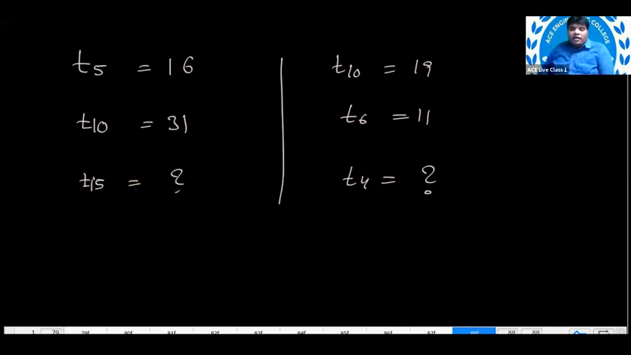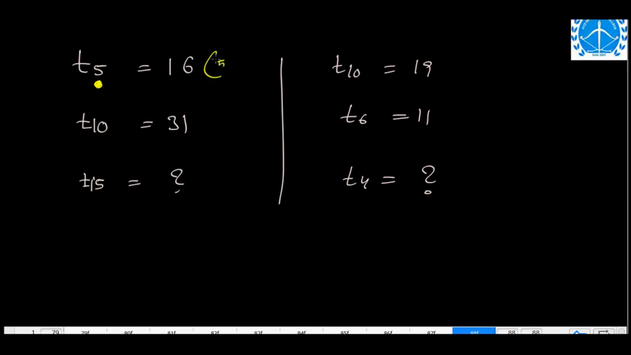Now observe the logic here. By using this 5, how to get 16? You can apply any logic, your wish. T5 is equal to 16, so by using this 5, how to get 16? 5 into 2 plus 3, 5 into 3, anything. Any logic, tell me. 5 into 3 plus 1.